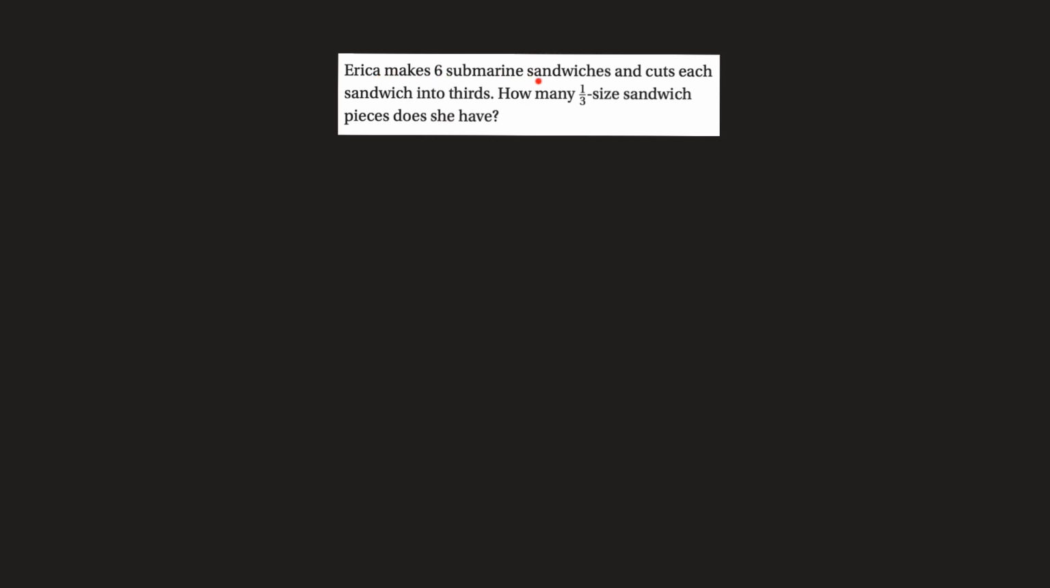So Erica makes 6 submarine sandwiches and cuts each sandwich into thirds. How many 1/3 size sandwich pieces does she have? So in this question, we're looking for how many 1/3 size sandwich pieces does she have?